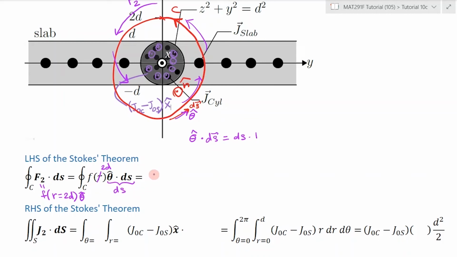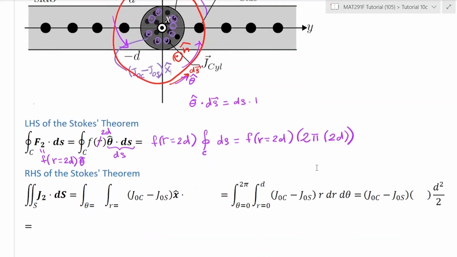So then this is equal to f at r equals 2d times everything that's left, and this is equal to f at r equals 2d times the circumference of the Amperian contour, 2 pi r. And remember, r is equal to 2d. So this is the left-hand side.